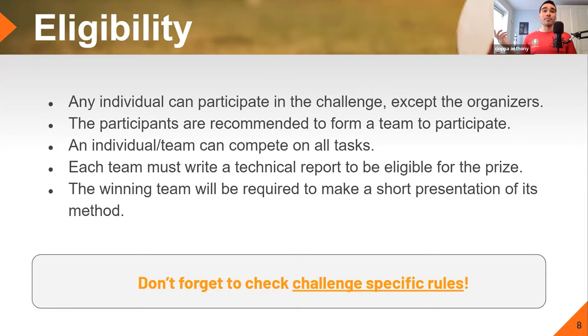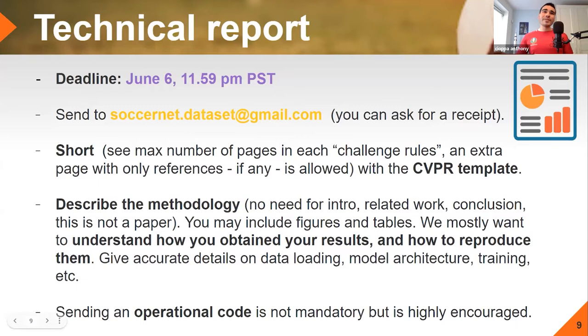So now for the technical report, we ask you to write a short report that is between 2 and 4 pages, depending on the challenge, that basically explains your method. You don't have to include an introduction, references, related work, like a usual paper. It's just so that we understand what you did to achieve your result. So don't hesitate also to include figures or tables to be more visual. And this will ease our reading, of course.